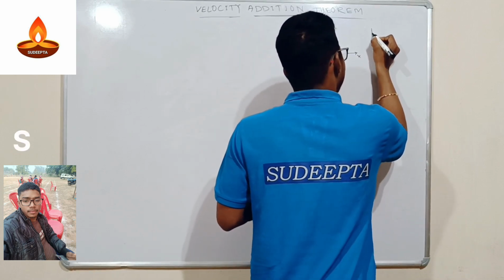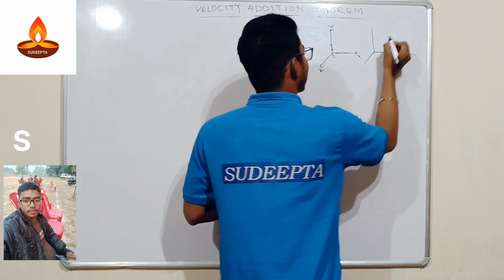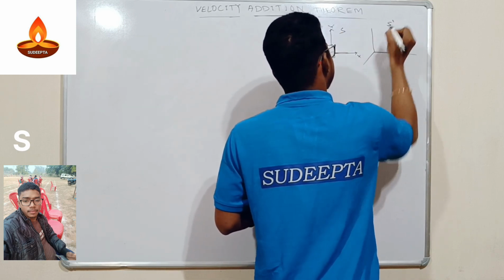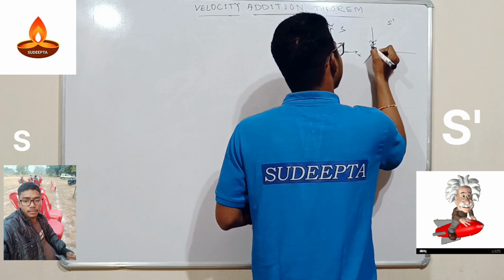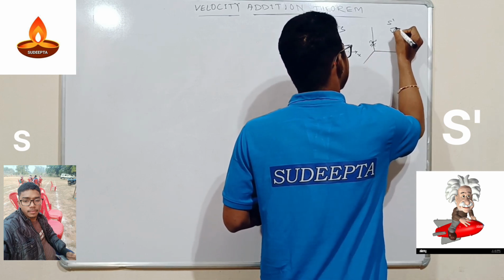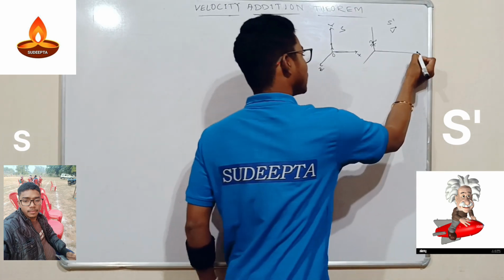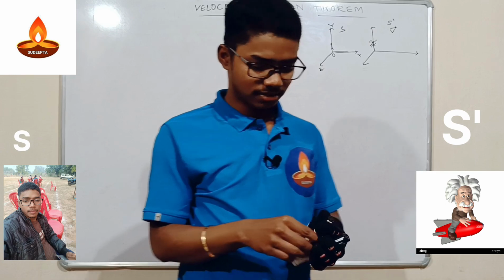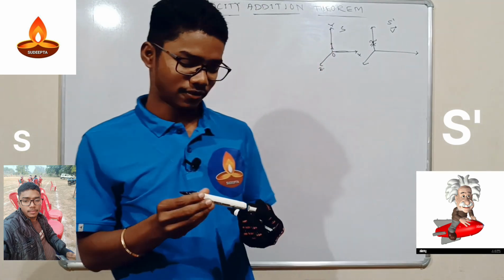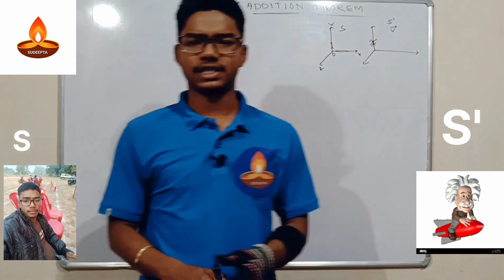At the same time, there is another frame. This is the S frame, and this is the S dash frame. Here Einstein is sitting. He is moving at a constant velocity, that is v velocity. Is there any difference between this consideration and the earlier one? There is no big difference between the considerations here, right? Here also we have the same consideration.